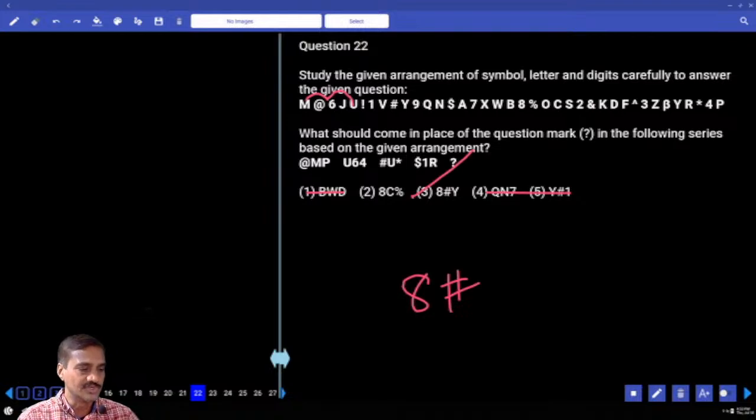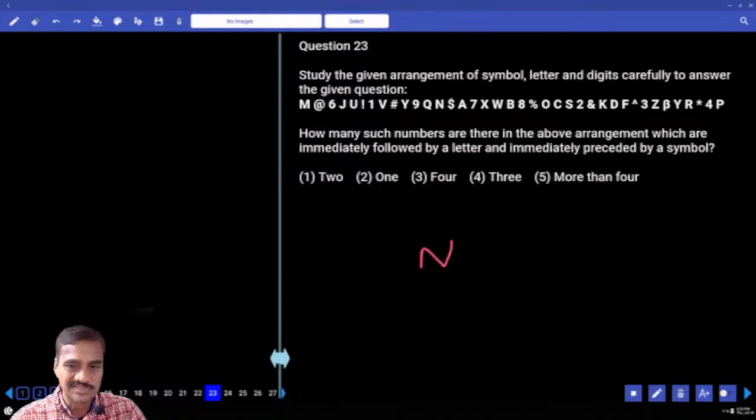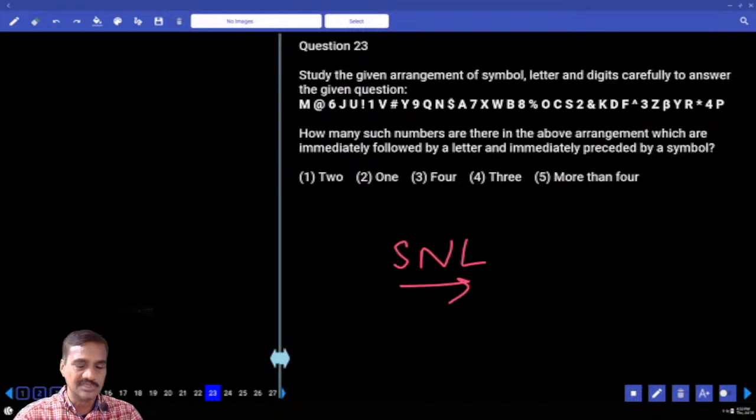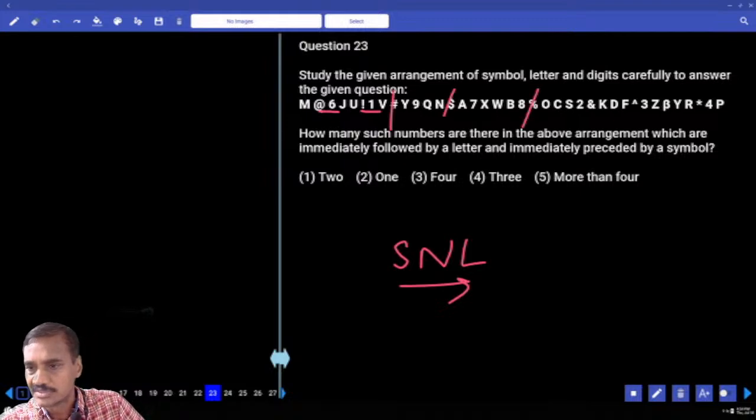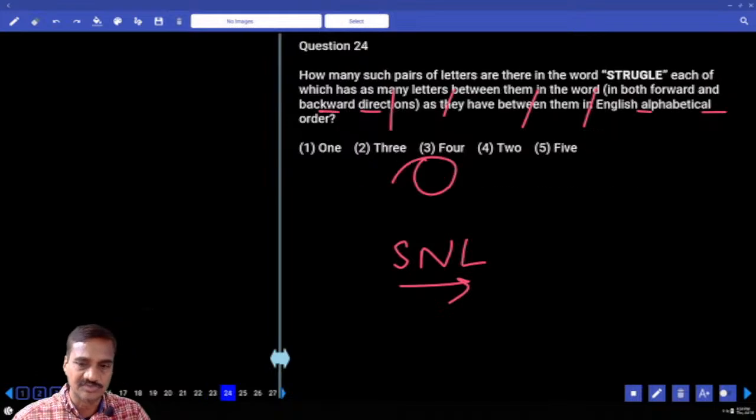Then next one, 23 onwards. And 23rd: how many such numbers are immediately followed by a letter and preceded by a symbol? The sequence must be symbol, number and a letter. Symbol, number and a letter, symbol, number and a letter; symbol, number and symbol, number is ruled out. Symbol, number and a letter, symbol, number and a letter came. And next one symbol, number and a letter. How many are there? 4. 4, that is choice 3, 23.